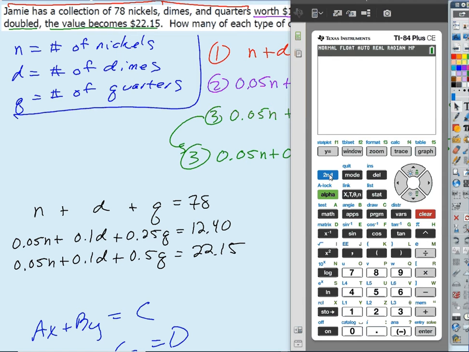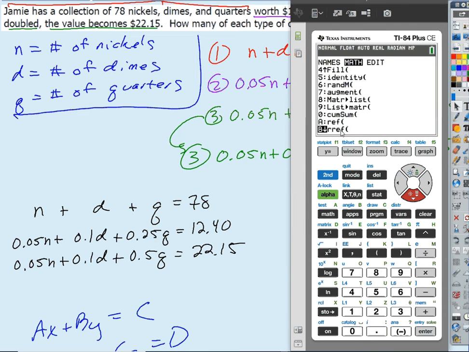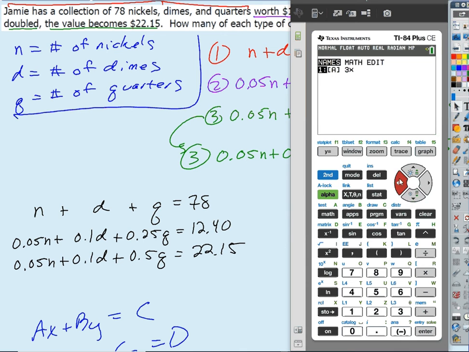Okay, so now we're going to go into the matrix menu again. So we go second, matrix screen, excuse me. In the matrix screen, we'll go to the math menu. And now watch closely here. We're going to go all the way down the math menu until we get to something called reduced row echelon form. The quickest way to get there, honestly, I'll just show you.